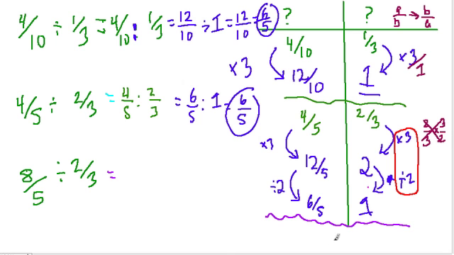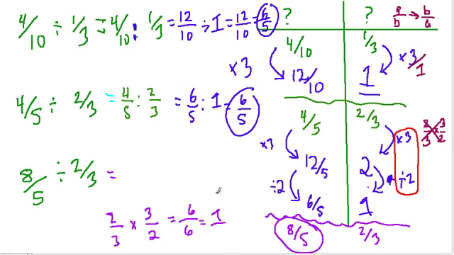So now we have 8/5 to 2/3. Well, I don't want to divide by 2/3. I want to simplify this problem. So I'm going to take 2/3 and I'm going to multiply by 3 and divide by 2 in one step. So 2 times 3 is 6, 3 times 2 is 6, and we've got 1. So that does the trick. But we also have to do it to this number.